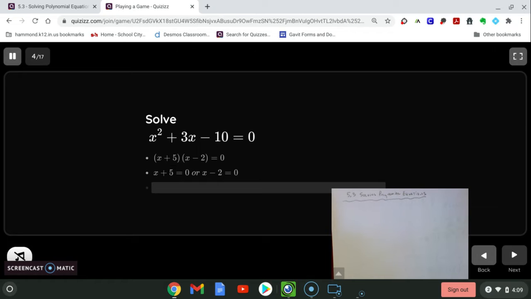So here's where the zero product property comes in. I take each of those factors and set it individually equal to 0 and then solve. I want to know, what value of x makes x plus 5 equal 0? And what value of x makes x minus 2 equal 0? So I get x equals negative 5 and x equals 2.